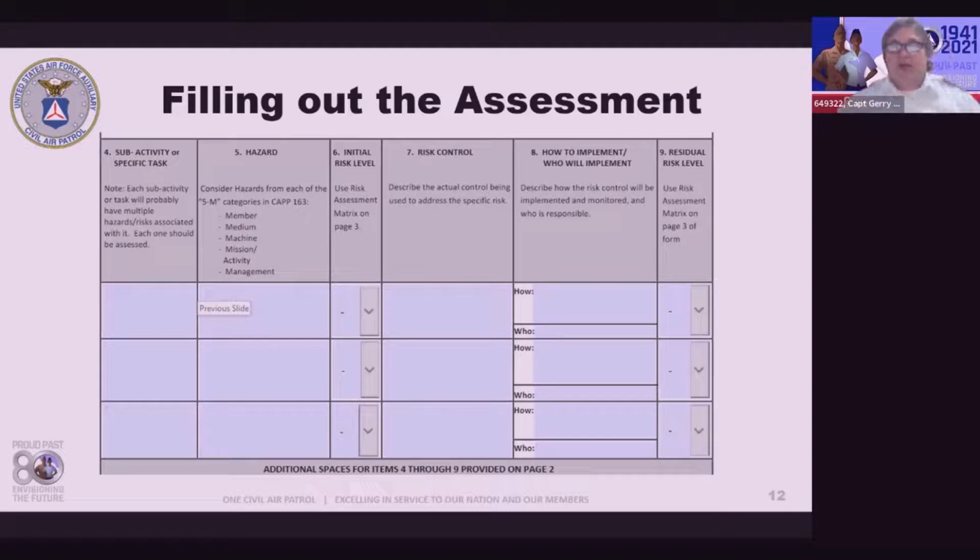Okay, so if we're in the subactivity of flight, what other hazard can we encounter in flight? Loss of control of the aircraft. Very good. So we've lost control of the aircraft. So which loss of control do we want to use? Lost link or flyaway? Lost link. All right. So our hazard is a lost link. So what's our initial risk level?